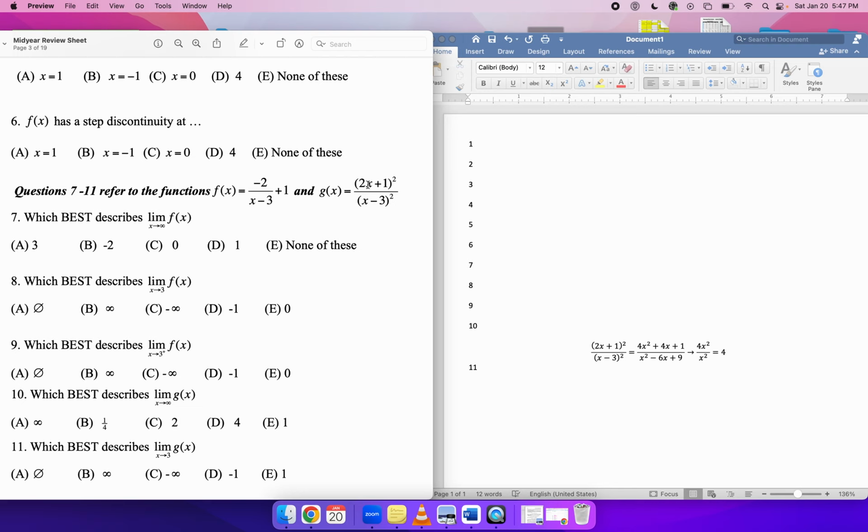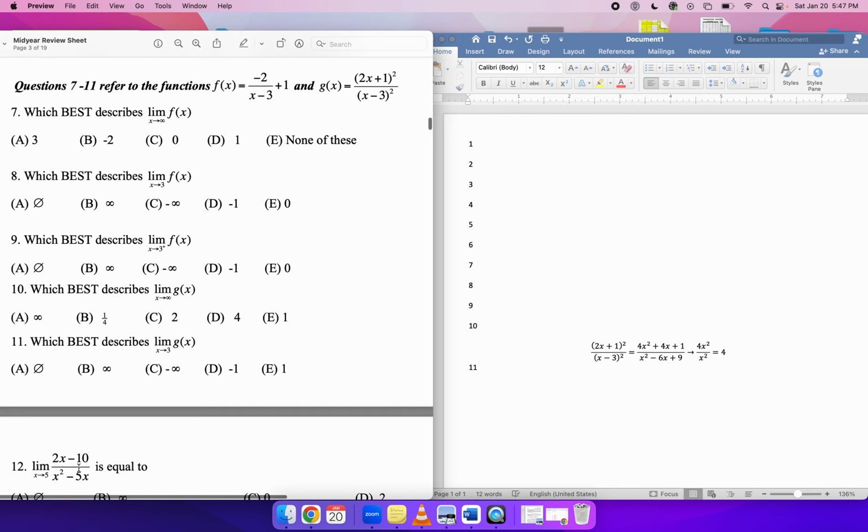Well, if you plug 3 into this function, you get a non-zero number over 0, which indicates that you have some kind of vertical asymptote. Because this is a two-sided limit, you're obligated to ask what's happening on either side. Because everything is squared in the numerator and denominator, no matter what you plug in, whether it's 2.9 or 3.1, you're going to get a positive number. So it's approaching positive infinity from both sides, so this two-sided limit is positive infinity.